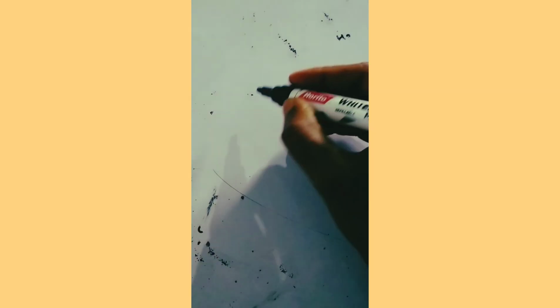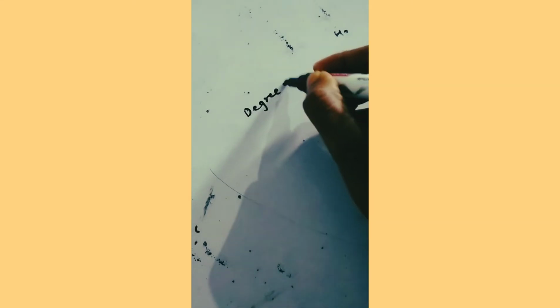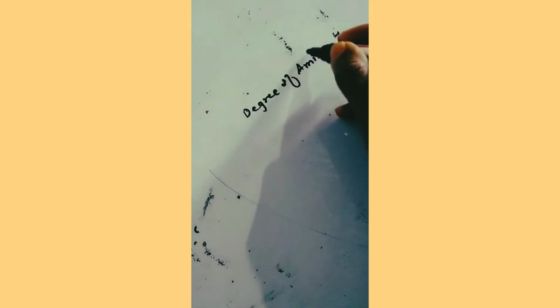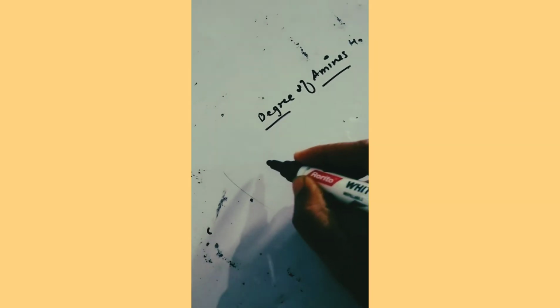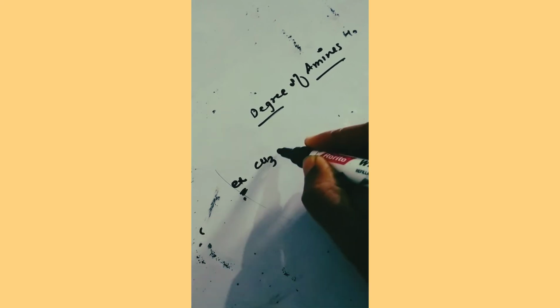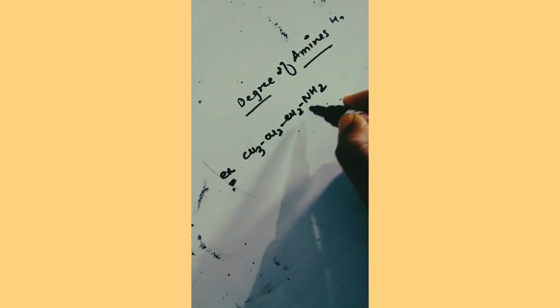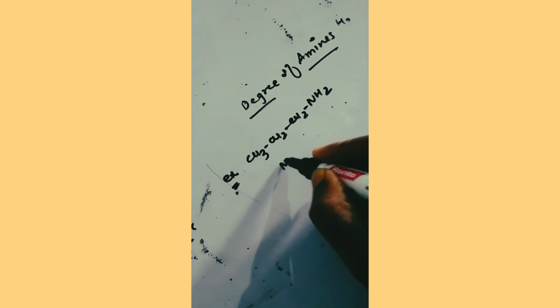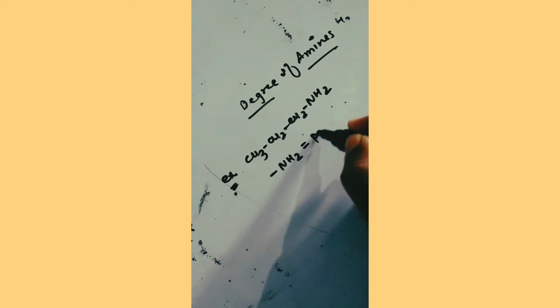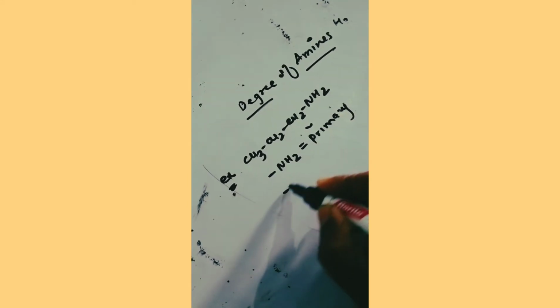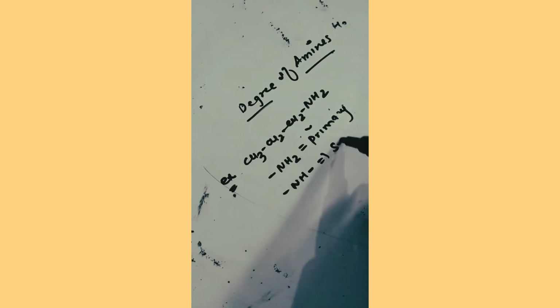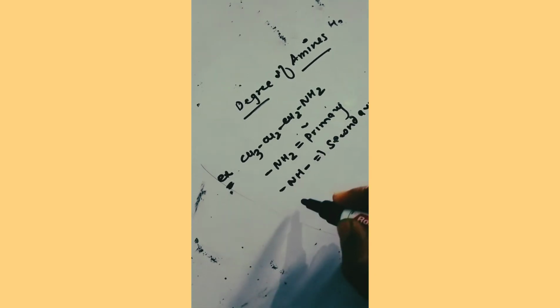Next we will talk about the degree of amines. How can you recognize the degree of amines? Suppose we take the example here, CH3CH2CH2NH2. If you talk about the degree of this amine, the first trick is that if NH2 is present, then it is always a primary amine. If NH is present, then it is always secondary, and if N is attached to three groups, then it is tertiary.